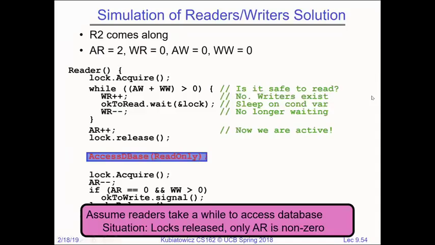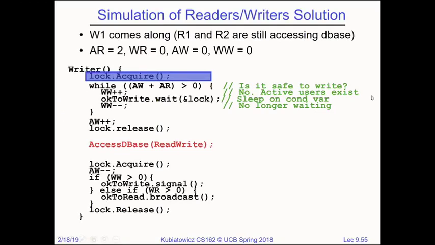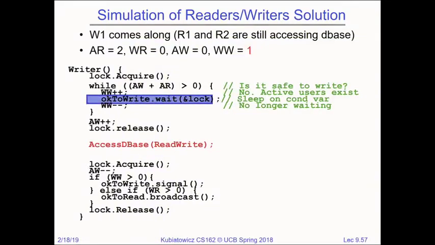Oops, sorry. So, here we go. Writer 1 comes along. We check: are there any active writers or active readers? Yes, active readers, right? Look up here, AR is 2. So we go to sleep. Notice that just before we went to sleep, waiting writers equals 1. W1 can't start because of the readers, and that's it. So now that waiting writer is sleeping.